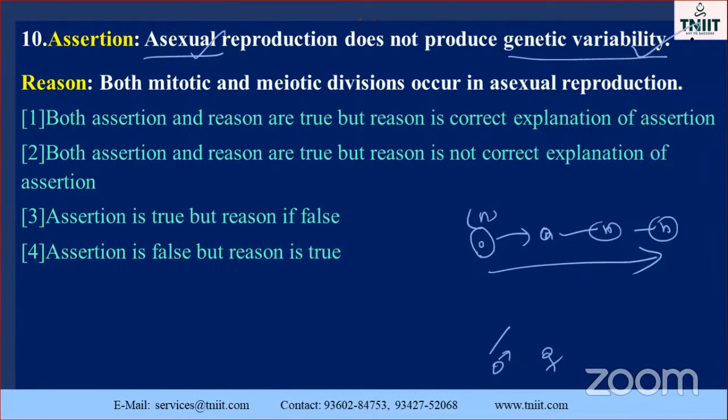It's a correct one. And the reason says both mitotic and meiotic division occur in asexual reproduction. No, in asexual reproduction only mitosis occurs. In sexual reproduction meiosis occurs. So it is a wrong one. So the option is the third one: assertion is true, but reason is false. That is the correct answer. Okay, read the question paper carefully. You will get the idea.